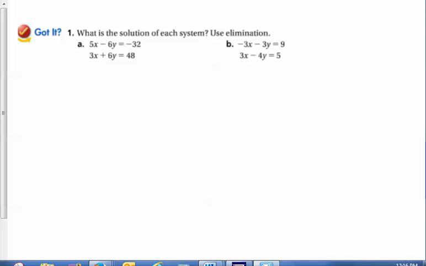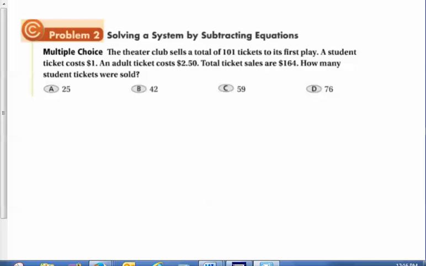So when you're doing what is the solution to each system, use elimination. In part A, you can see right here, you have alternating signs, and the y's go away on this one, because it's negative 6y and positive 6y. On B, you have it for the x. Just make sure when you solve it, you plug it in for the right variable. Okay, so give those ones a shot. We'll talk about those tomorrow.